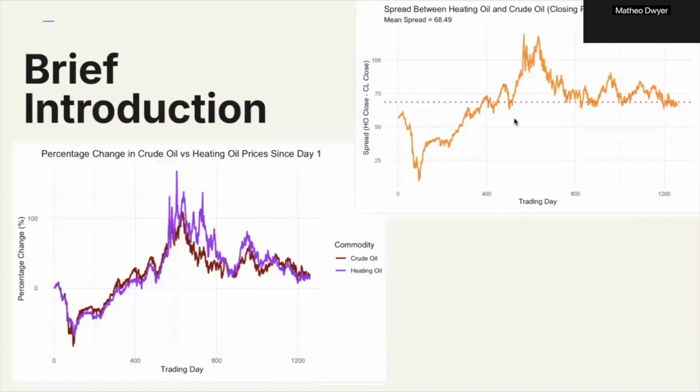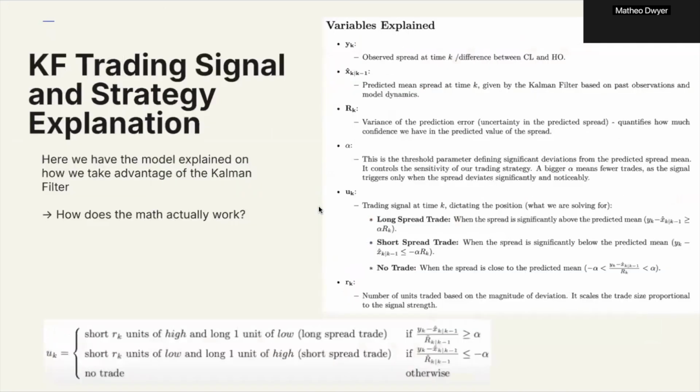To the right up here, we can see that graph of the spread. We can see exactly how it looks compared to the one on the left. It's kind of like an average, if you will. And yeah, so moving on, I'll be explaining the Kalman filter that I'm using, specifically the trading signals.